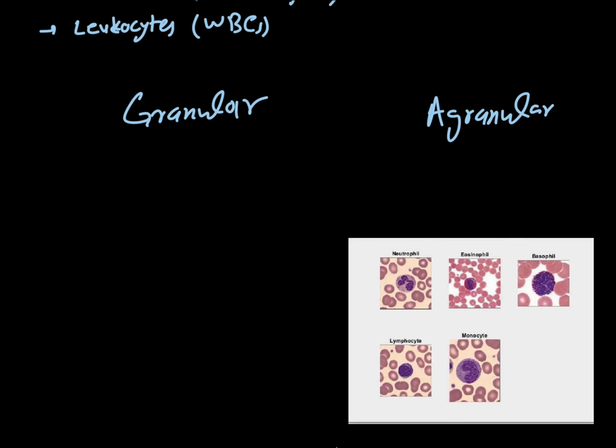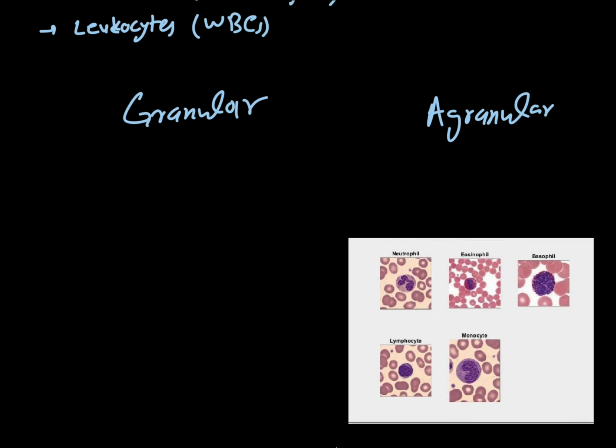Then we have basophils, which are the least abundant white blood cells, leukocytes, of our body. These basophils again are bilobed, and their cytoplasm is filled with granules. There are a lot of granules, so the cytoplasm is almost not visible because of the large number of granules.